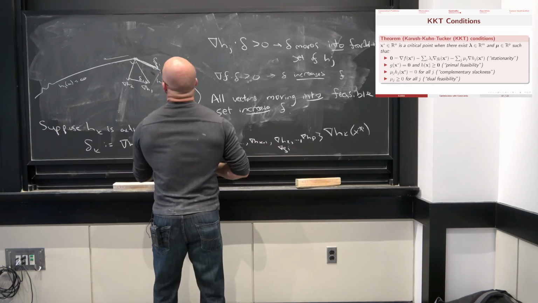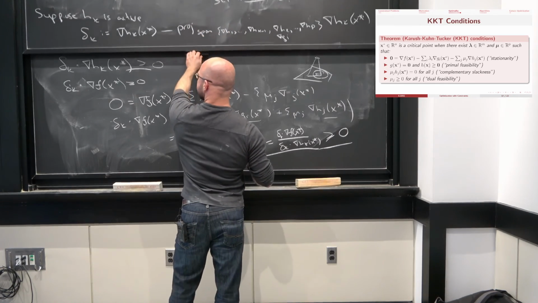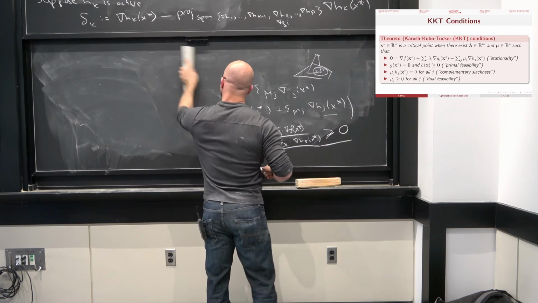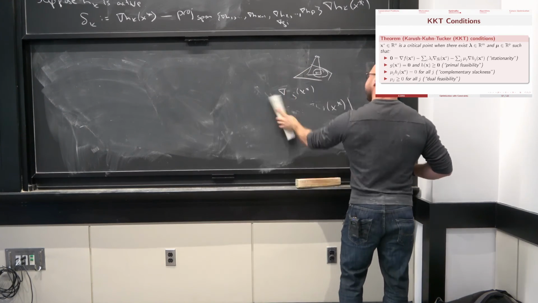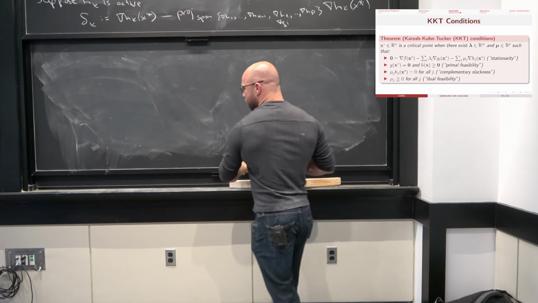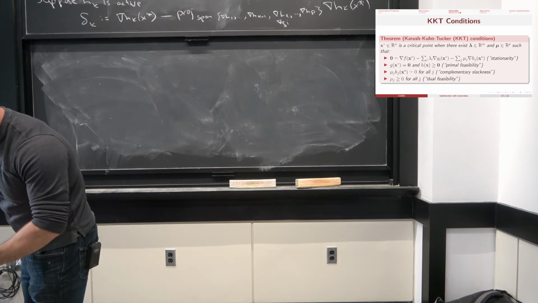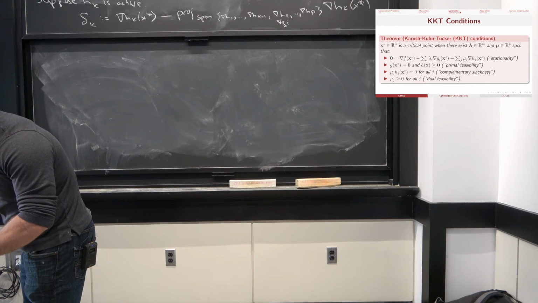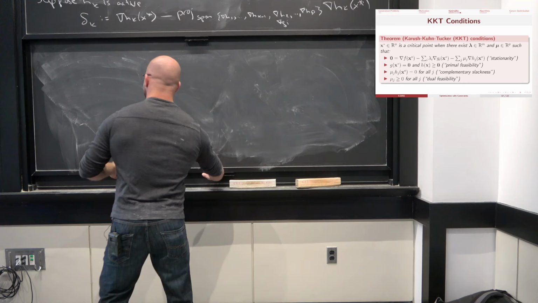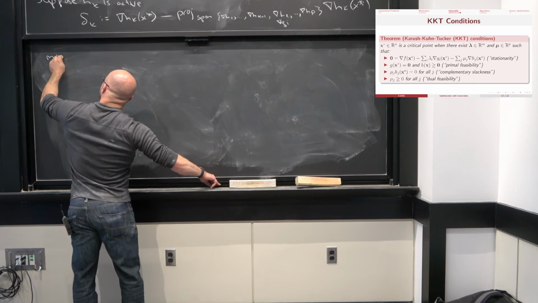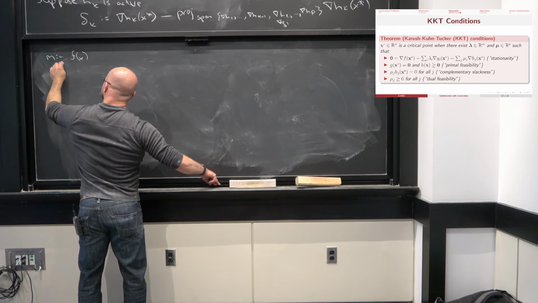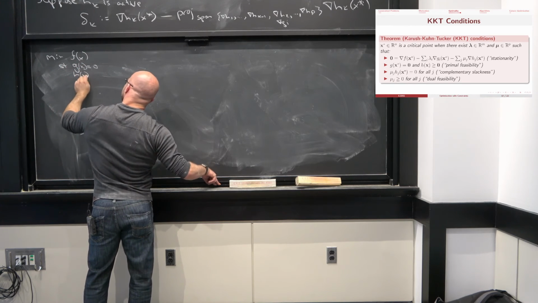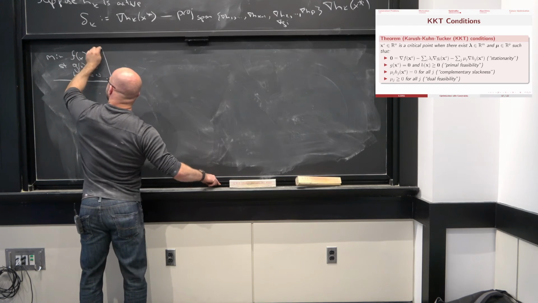OK, so here's how we can do it. We're going to go back to our Lagrangian one more time. Again, I accidentally erased our problem, so let's put it back. So it's minimize f of x subject to g of x equals 0 and h of x greater than or equal to 0. OK?